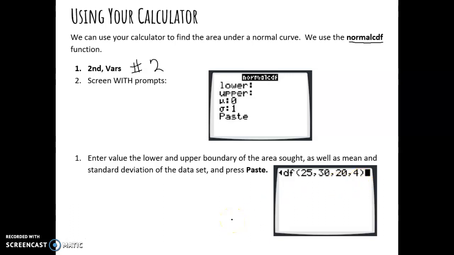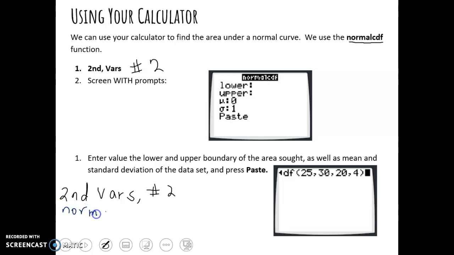Okay, so you are going to do second vars. You're going to choose number 2. And for those without the prompts, it's going to come up like this. It'll say normal CDF. And what you are going to enter is the left boundary, LB. I'm putting LB for left boundary, the right boundary or the upper boundary, the mean, and the population standard deviation. Close your parentheses. Make sure you separate each of those numbers with a comma. That would be a good thing to go on your note card.